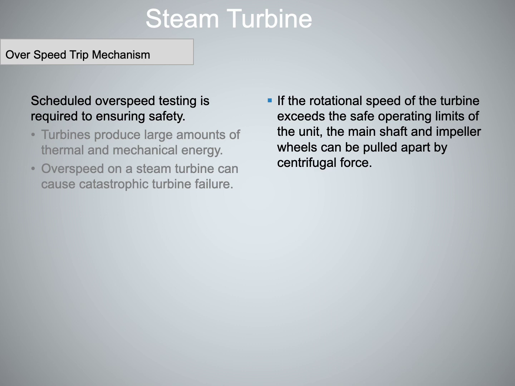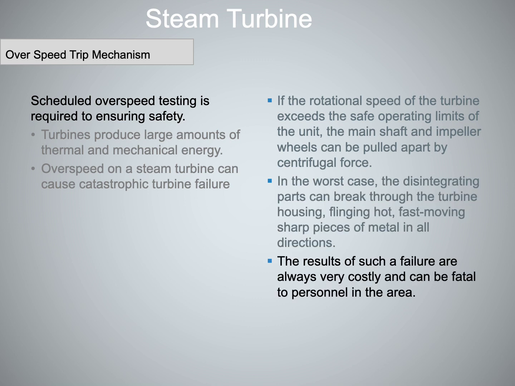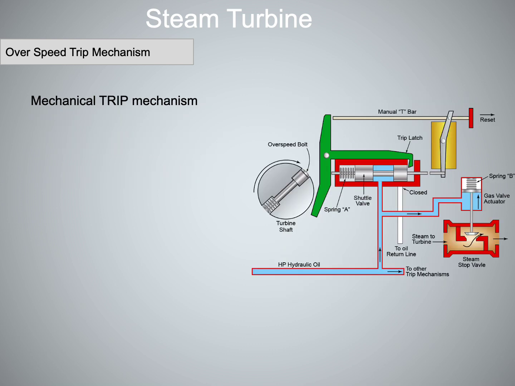If the rotational speed of the turbine exceeds the safe operating limits of the unit, the main shaft and impeller wheels can be pulled apart by centrifugal force. In the worst case, the disintegrating parts can break through the turbine housing, flinging hot, fast-moving sharp pieces of metal in all directions. The results of such a failure are always very costly and can be fatal to personnel in the area.